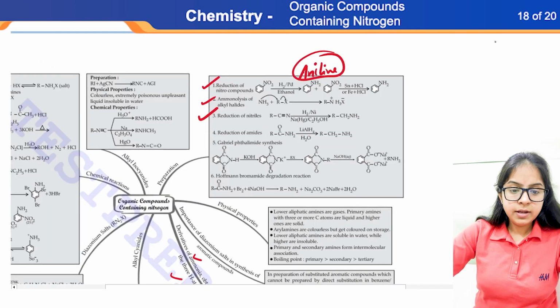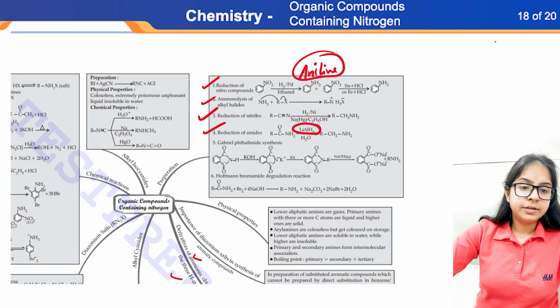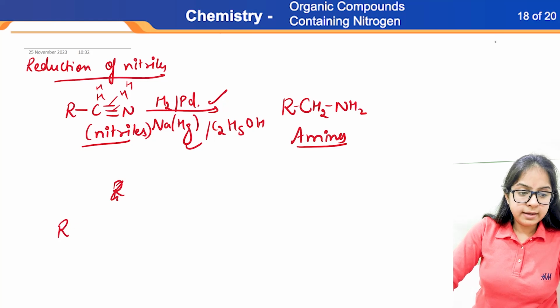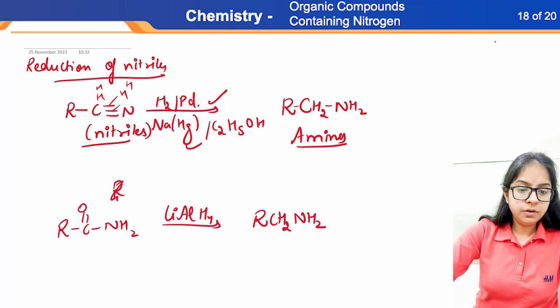Now this we have covered. Then the amides. Amides are going to get reduced by lithium aluminium hydride. RCONH2, this is an amide. By using lithium aluminium hydride, this amide is going to convert into an amine.